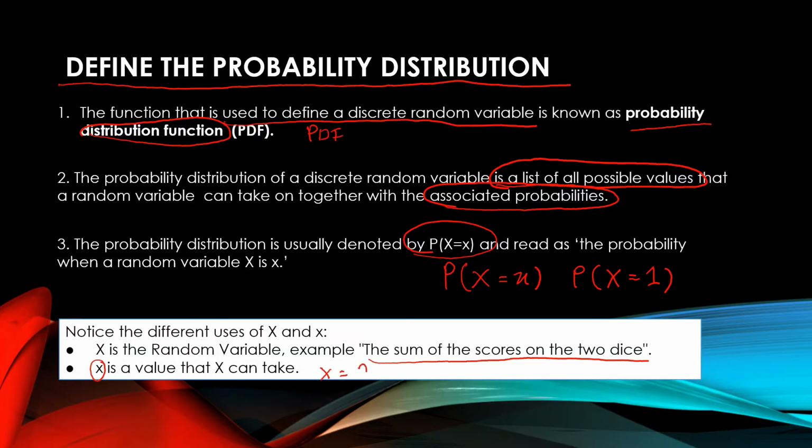such as 2. Why 2? Because the least point on a die is 1. If there are 2 dice, therefore we will have 1 plus 1 equals 2. The next ones are 3, 4, 5 up until 12. Why 12? Because the most points on a die is 6. If there are 2 dice, 6 plus 6 equals 12.